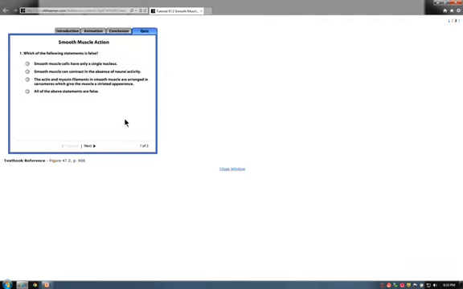So let's take a quiz. Which of the following statements is false? Smooth muscle cells have only a single nucleus. Smooth muscle can contract in the absence of neural activity. The actin and myosin filaments in smooth muscle are arranged in sarcomeres, which give the muscle a striated appearance. Or all of the above statements are false.